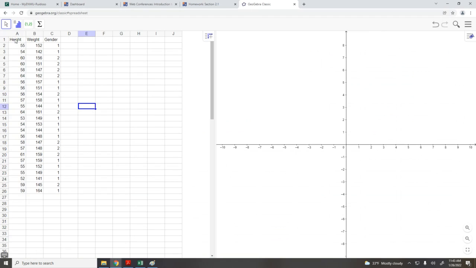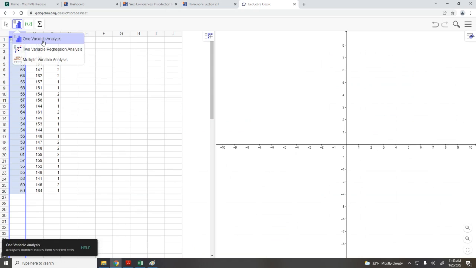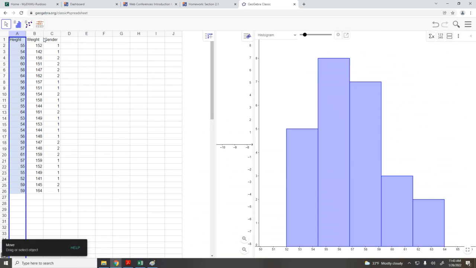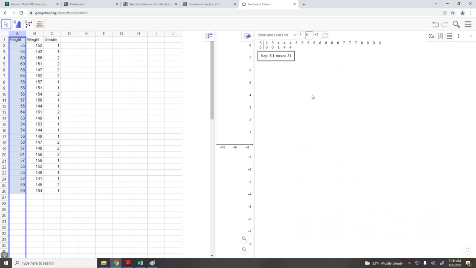So let me go for height. Choose one column, and go for this bar-like diagram, the small icon over here. I hope everyone can see this. Go for one variable analysis. There are one variable analysis, two variable analysis, and three or more variable analysis. Click on one variable analysis, and you can see that it automatically gives us a histogram, but you can click on this drop-down menu and go for the stem and leaf plot. If you go for that, you can see how the stem and leaf plot works.